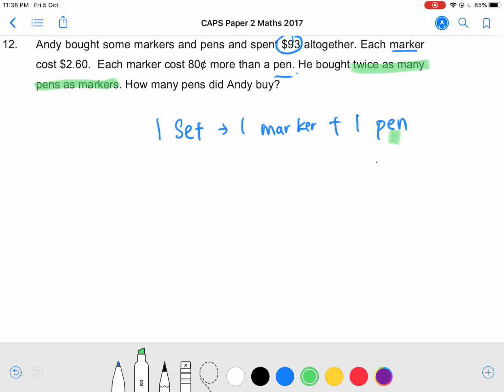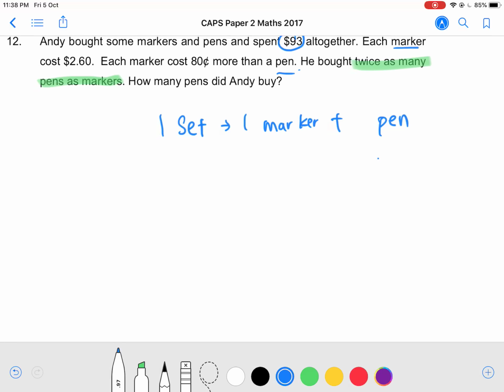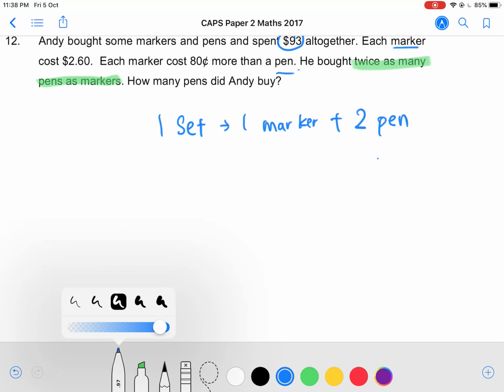So instead of one pen, your one set has to consist of two pens. That is for one set. Okay, so let's go on to find out how much is one set first.